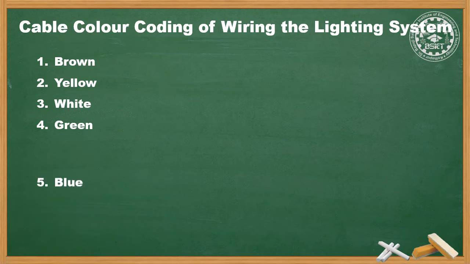Fifth is blue, given by BL, and it is used for headlamp circuit. And the sixth, red, given by R, is used for side lamp and tail lamp. And the last is black, denoted by B, used for earthing circuit.